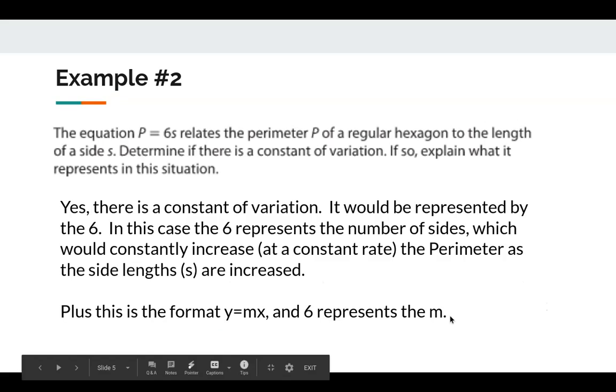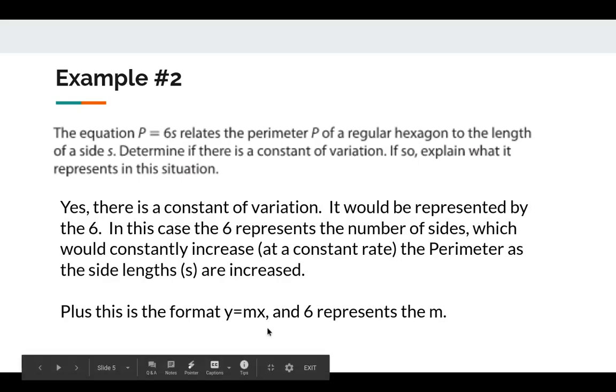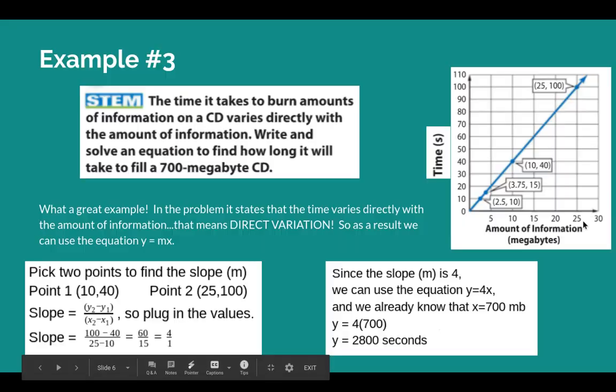Example number 2, we have an equation, P equals 6s. They want to know, is there a constant variation? The answer is yes, of course there is. The reason is we know right away this is y equals mx. This 6 is standing for the slope. In the format y equals mx, 6 represents the m value, so we know that it is going to be a direct variation.